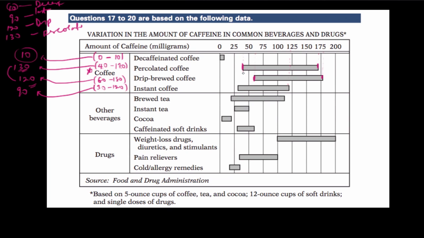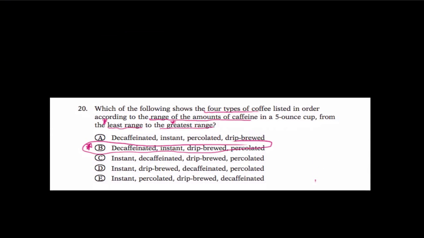There is a big gap from here to here, and a small gap from here to here. So this shows that this one here has a wider range. That's the percolated coffee, which I guess is okay. So our answer is correct. This is 130 and this is 120. So that completes the problem.